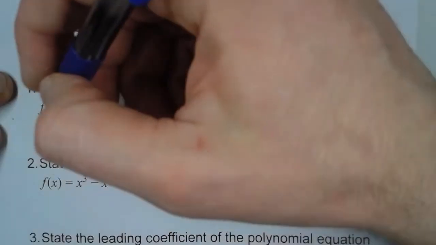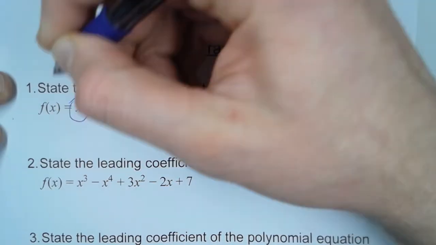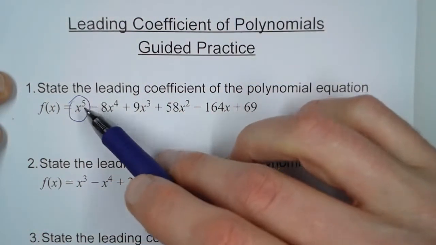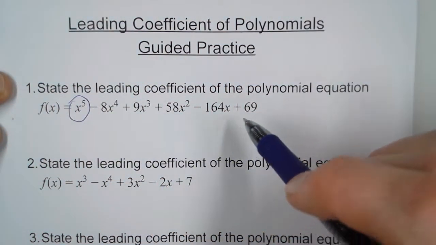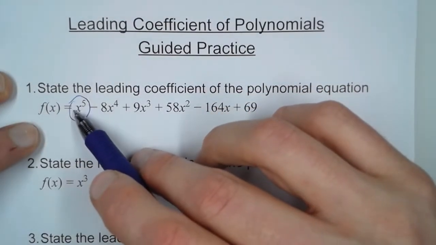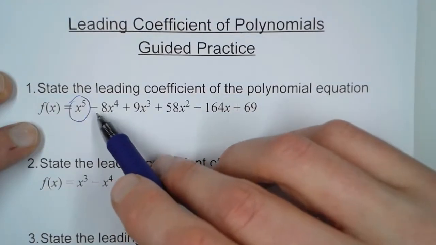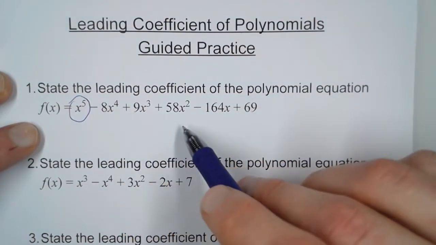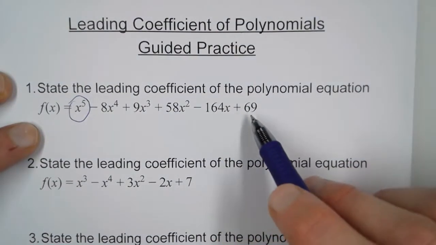So here, the term with the highest degree is x to the fifth. Everything else has a lower power on x. So the question is, what is the leading coefficient? Well, what's the coefficient? That's the number out front. So here the coefficient would be -8, this would be 9, 58, -164, and 69.